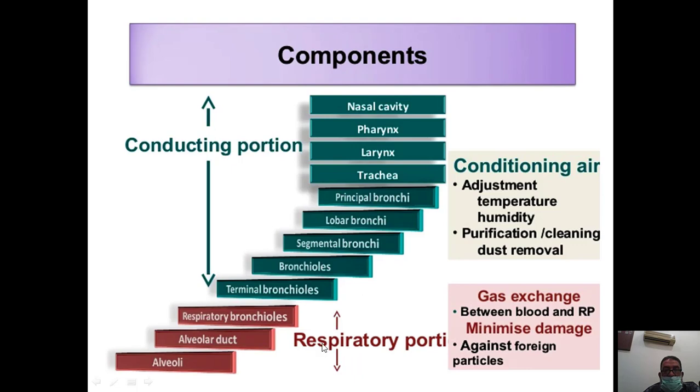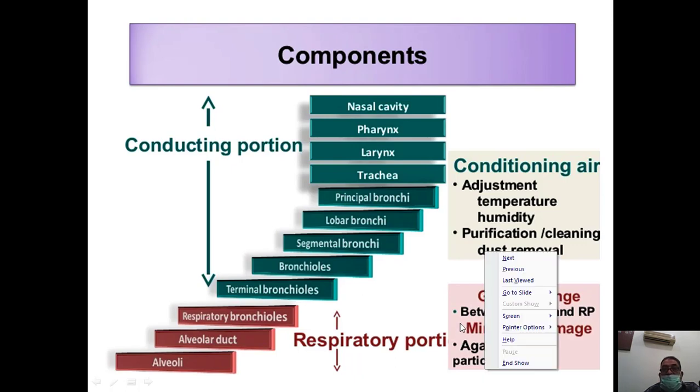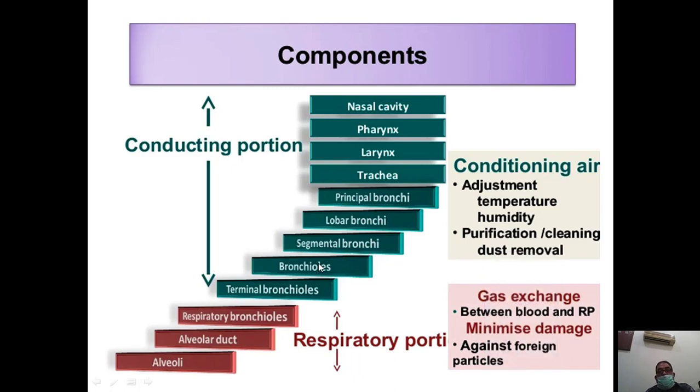What is the role of the respiratory part? It starts from the respiratory bronchiole, alveolar duct, and alveoli. The respiratory portion has three parts: respiratory bronchiole, then the alveolar duct and the alveoli. The function of this is gas exchange between blood and respiratory passage, and minimizing damage against foreign particles. The upper part, that is the conducting part, is the nasal cavity, nasopharynx, larynx, trachea, principal bronchus, then lobar bronchus, segmental bronchus, bronchioles, and terminal bronchioles. These are the pipes where no gaseous exchange takes place.